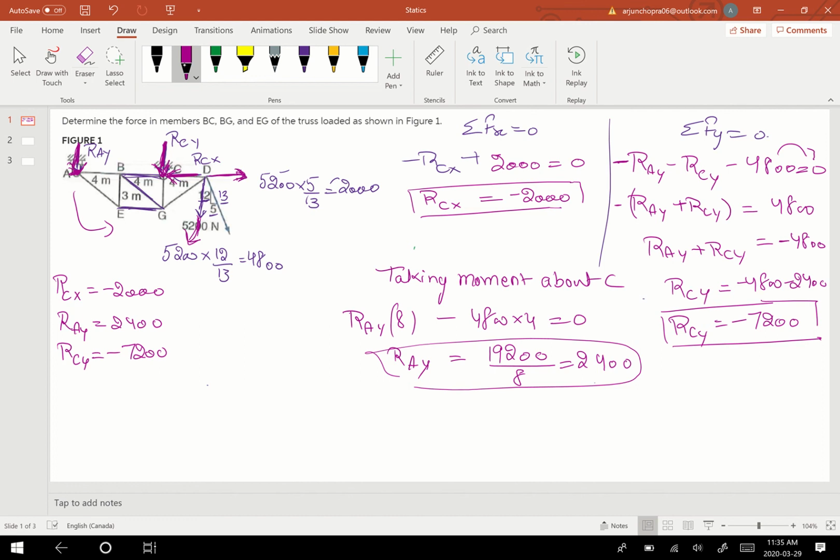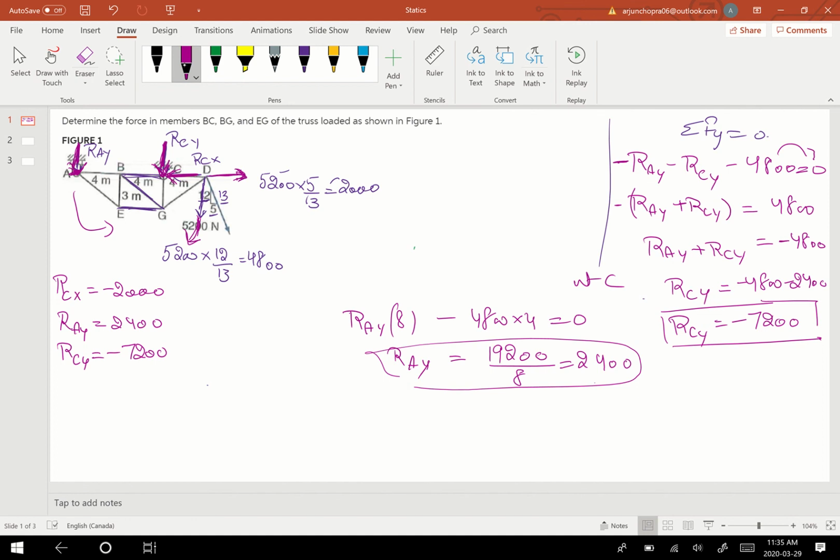Now what I'm gonna try and do, I'm gonna make some space for myself and try to simplify for the loads in members, or the forces in members in this case.